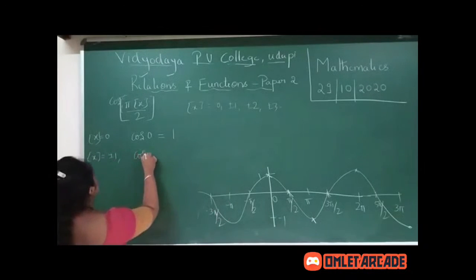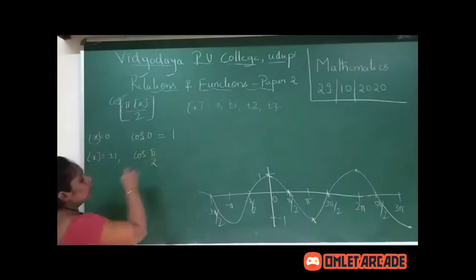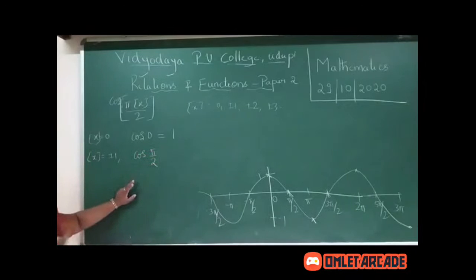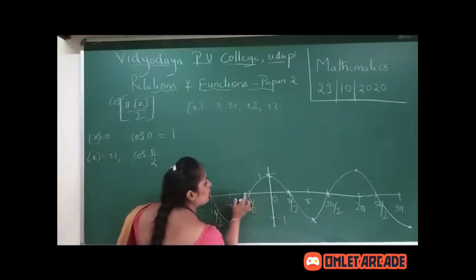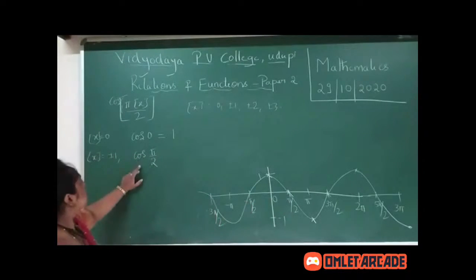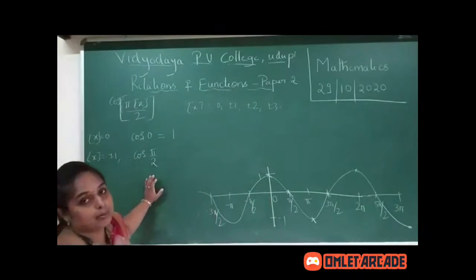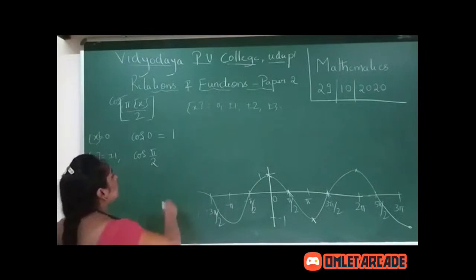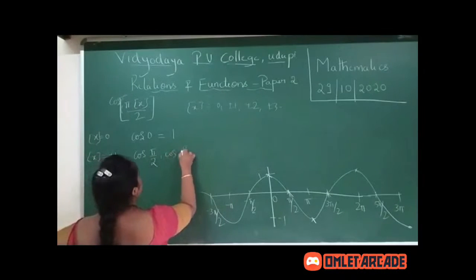It does not make any difference. So cos pi by 2 I am going to get. Plus pi by 2, minus pi by 2, same values. They are mirror images. I am not writing it again and again. If you want to, write here cos of minus pi by 2.